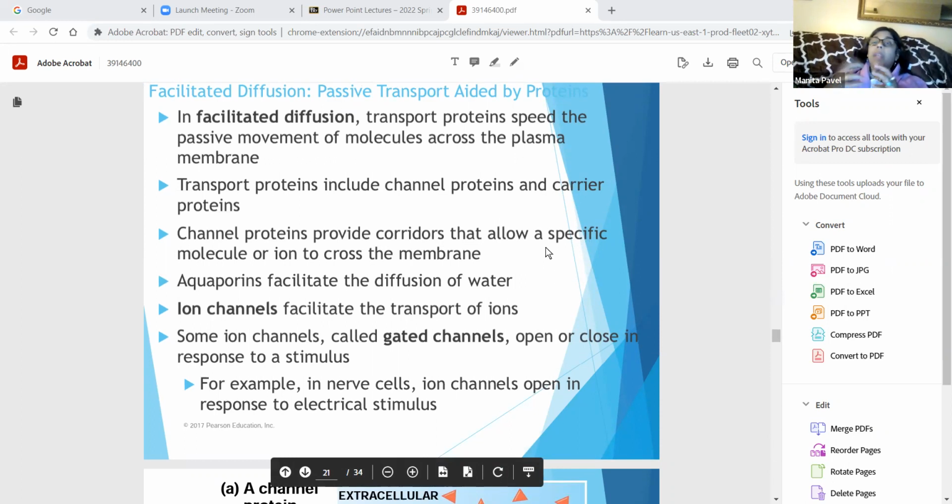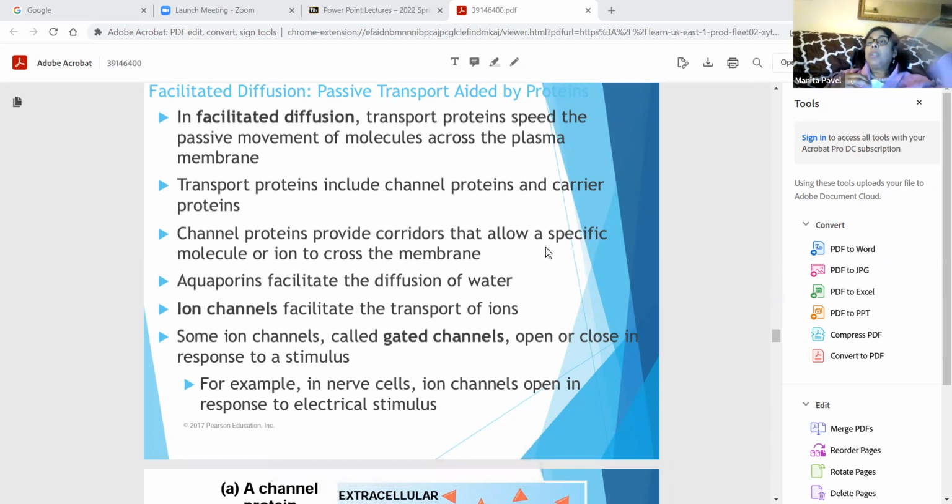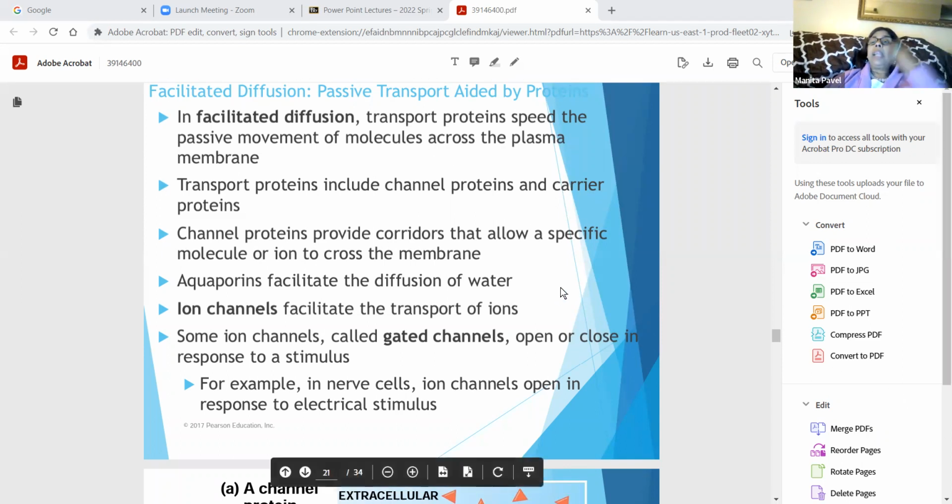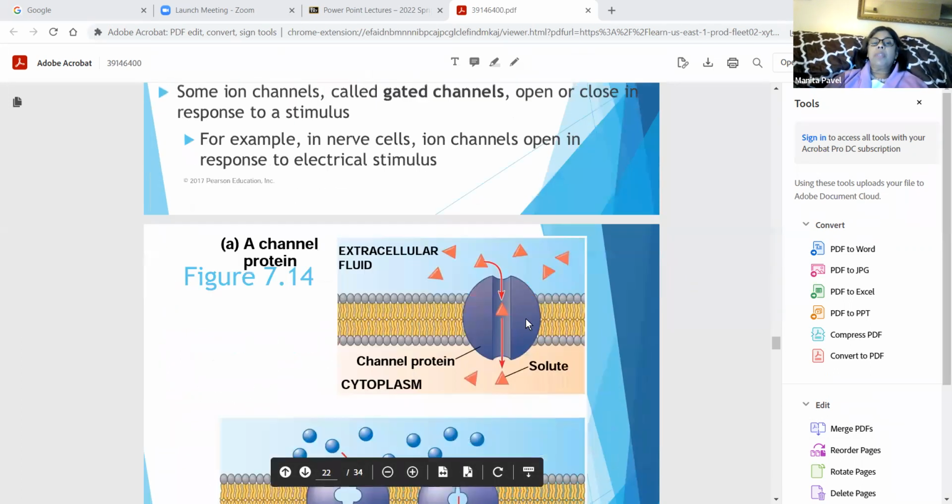Some ion channels are called gated channels. The very word, what happens to a gate? When you enter PMCC to come for the lab class, you pass through the turnstile. Unless you tap your PMCC ID card, the turnstile does not open. So when the gate opens, ions can move across the cell membrane. When the gate closes, ions cannot move across the cell membrane. So the gated channels are going to respond by opening or closing in response to a stimulus that is created. For example, in our nerve cells, the ion channels are going to open in response to any electrical stimulus that is being created.